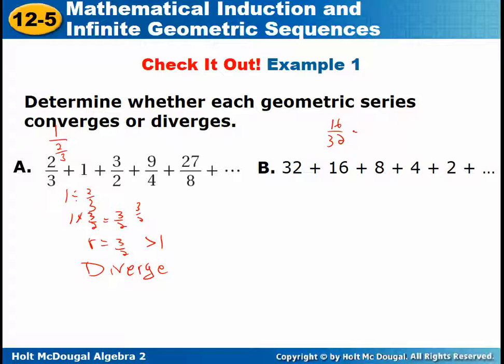In the second one, 16/32, that's 1/2. 8/16, that's also 1/2. 4 over 8, that's 1/2, 2 over 4. So in this one, our common ratio is 1/2, which is less than 1. So therefore, we would be able to find the sum of this series. It will converge.